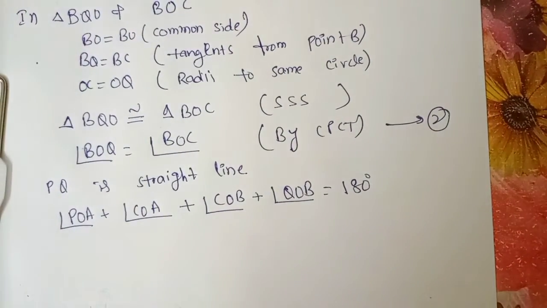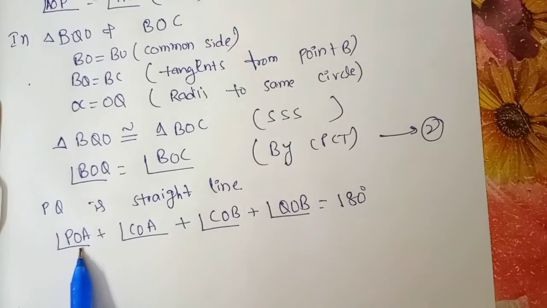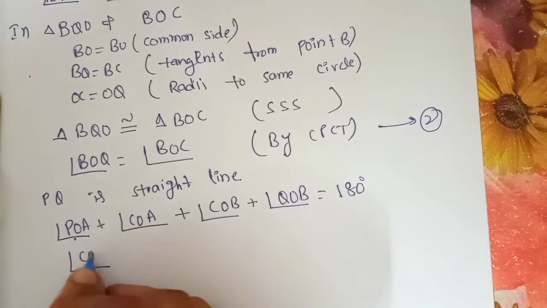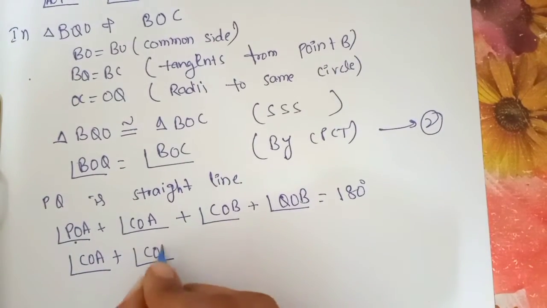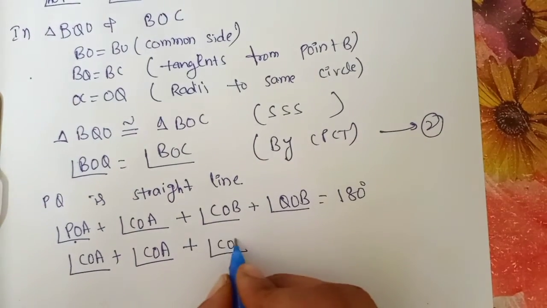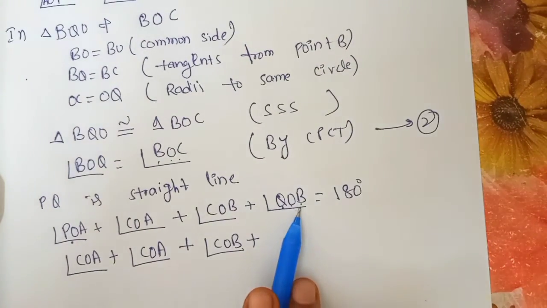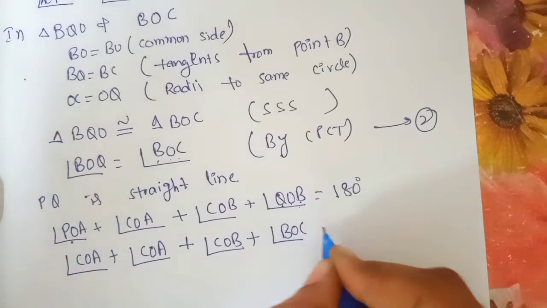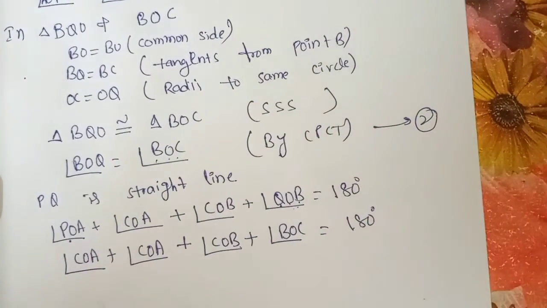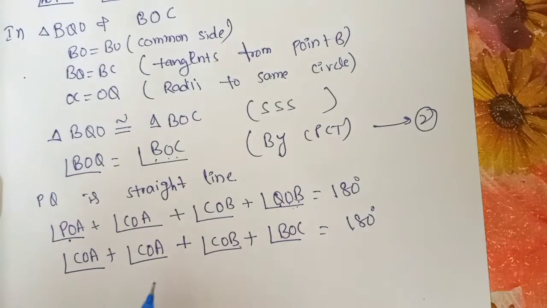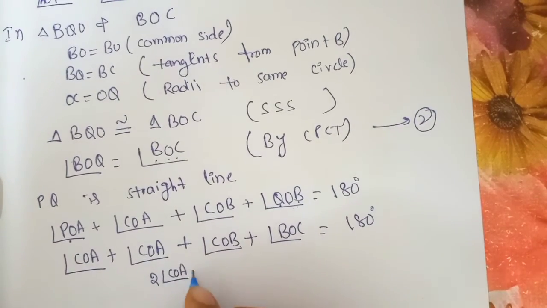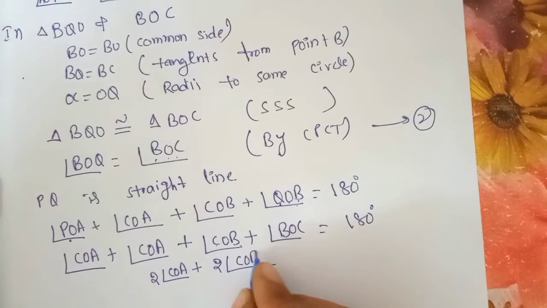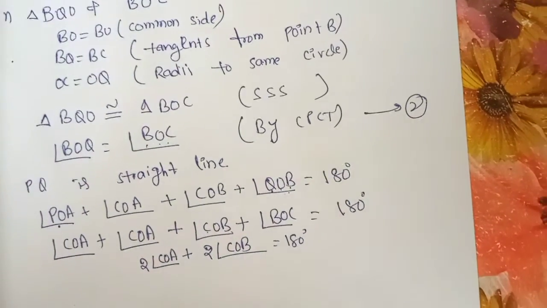From equations 1 and 2, we know that angle POA is equal to angle COA. So, write down instead of angle POA, angle COA, plus angle COA as it is, plus angle COB, plus angle QOB is equal to angle BOC from equation number 2. So, write angle BOC instead of angle QOB. So, that is 180 degrees. Angle COA plus angle COA is 2 angle COA, plus angle COB plus angle COB is 2 angle COB, is equal to 180 degrees. So take 2 as common.